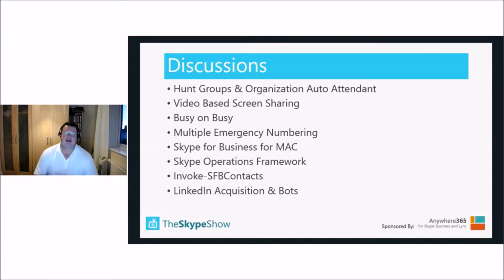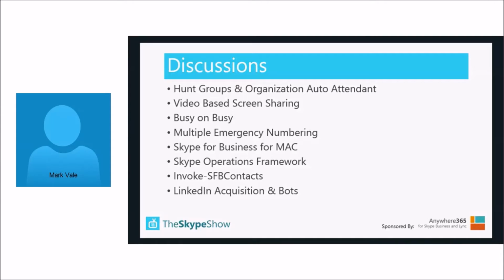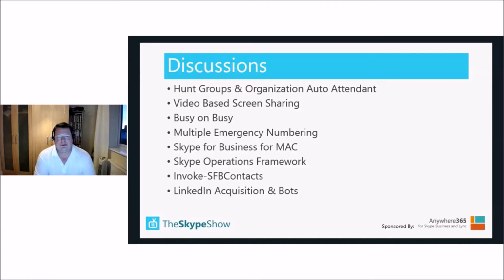So if you were watching Jamie Stark and Sean Wilson's Skype for B cast this morning or this afternoon, depending on your time zone, you would have noticed that they released a preview of Hunt Groups and Organizational Auto Attendants. Which is really interesting, because Hunt Groups aren't going to be called Hunt Groups. They're going to be called call queues in the cloud. And I believe, looking for my notes, they're going to support both on-premises and online extensions. Is that right? That is correct. That's what I understood from it.